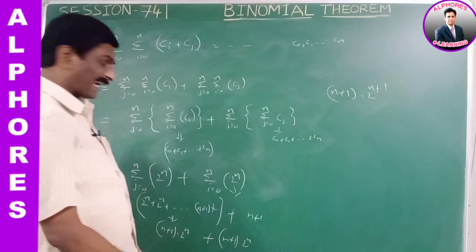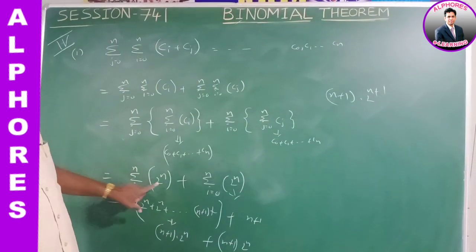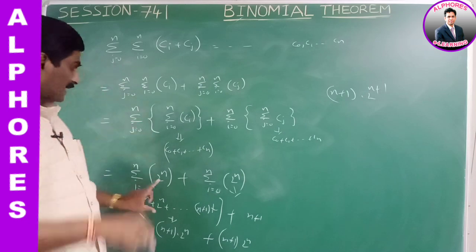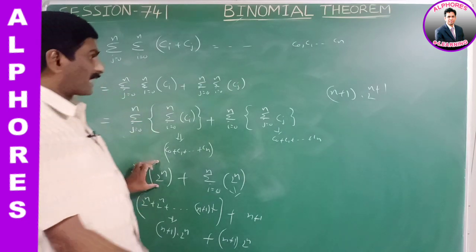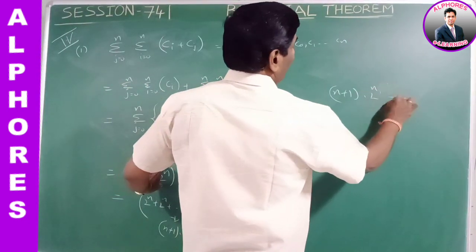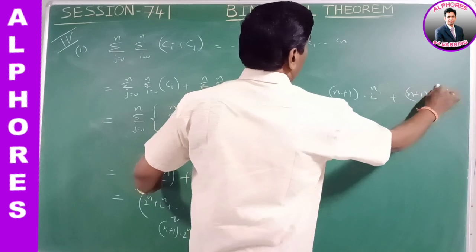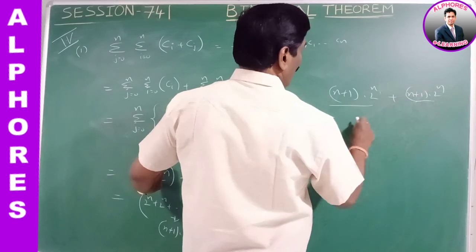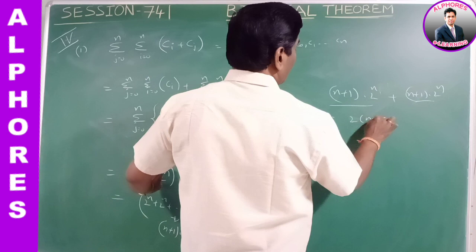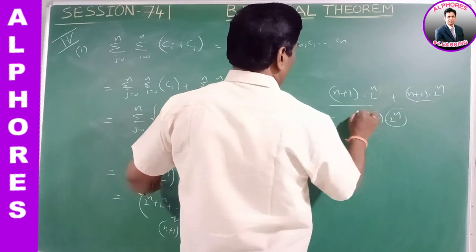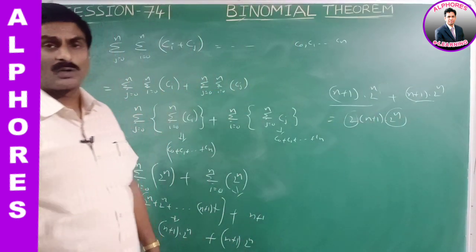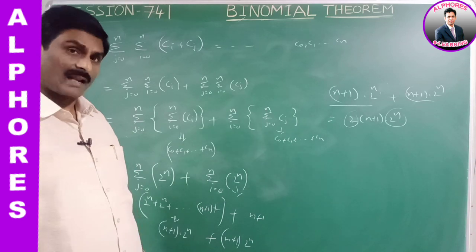Please observe this value once again. Sigma j equals 0 to n of 2^n: 2^n plus 2^n, n+1 times. (n+1) into 2^n is the first value, and the next term is also (n+1) into 2^n. x plus x means 2x, so 2 into (n+1) into 2^n. 2^n into 2 means 2^(n+1). That is equal to (n+1) into 2^(n+1).